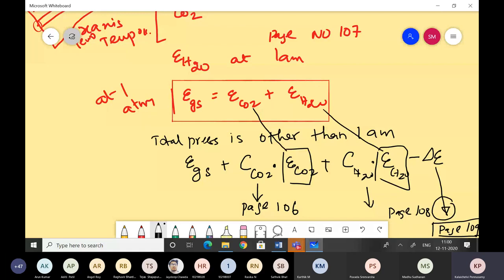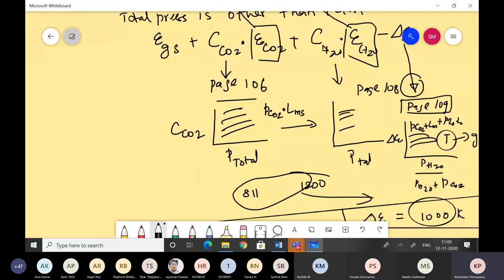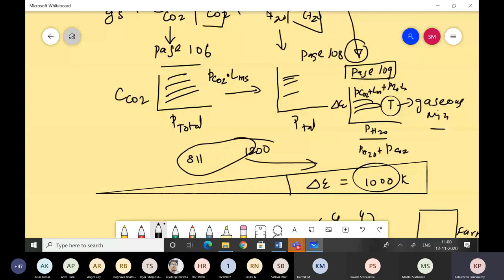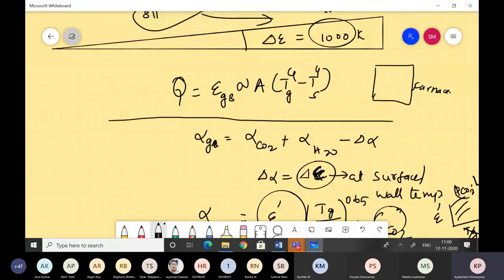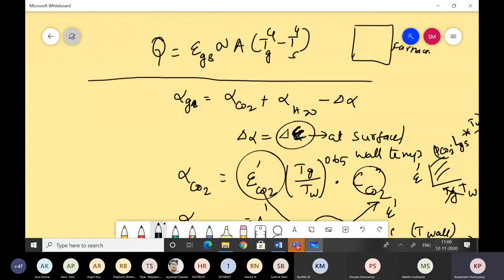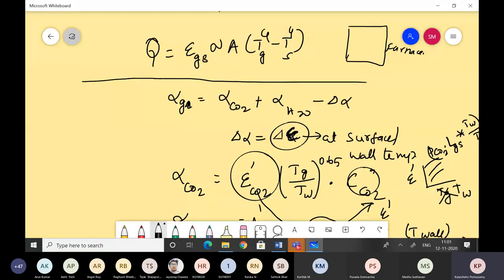So next is absorptivity. When you have your emissivity, you know how to calculate it, and for absorptivity we use a similar equation. The only thing is you will again refer to the emissivity charts, but with a different x-axis value, that is wall temperature, and different values on your lines corresponding to partial pressure of the component multiplied by LMS multiplied by T wall divided by T gas. That is the thing, right?